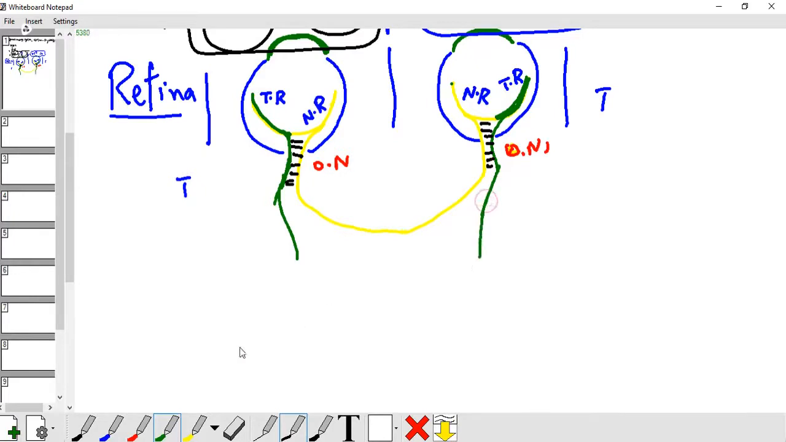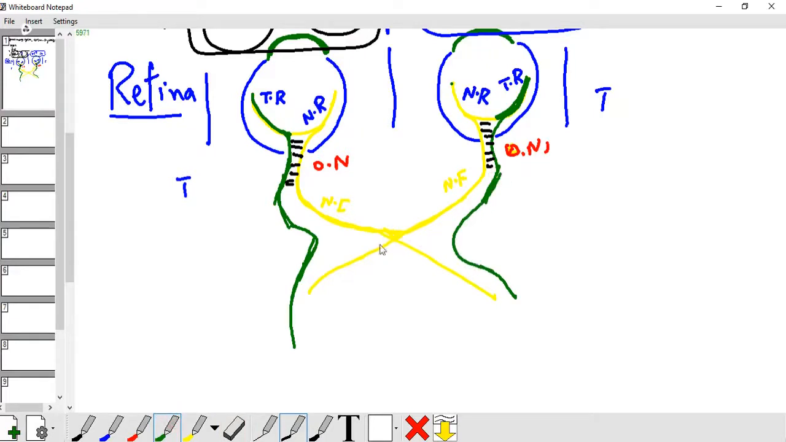Going back, the yellow fibers go this side, and the other fibers go this way. These are the nasal fibers from the nasal retina present in the optic nerve, and these are temporal fibers. The temporal fibers do not cross; only the nasal fibers do the crossing, moving from this side to the other at the center.